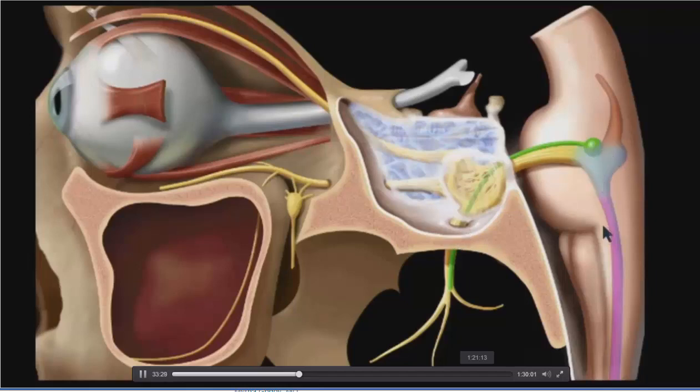So we have 3 sensory nuclei. There's one going up towards the midbrain or the mesencephalon, so that's the mesencephalic nucleus. There's one big one, that's the main sensory, and there's one that goes down in the spine, so that's the spinal nucleus. And then we have one motor that all contributes to it.